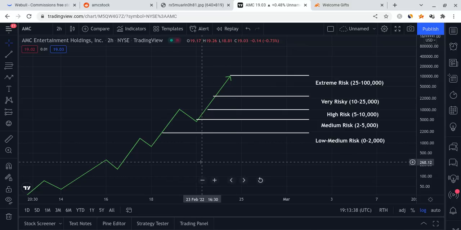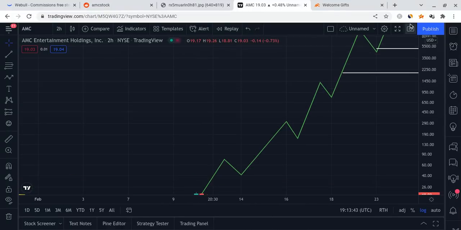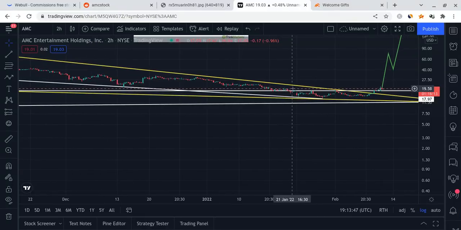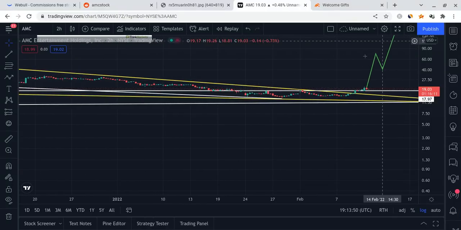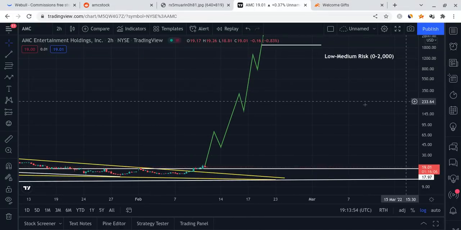So AMC is looking bullish. If I bring up the chart right now, it still looks very, very bullish. We're on this falling wedge. Once we break out of it, it's going to be a big move. Now, I'm not saying that this is going to lead us to the MOAS, guys. This was just an example. The real chart can be moved way, way out there.